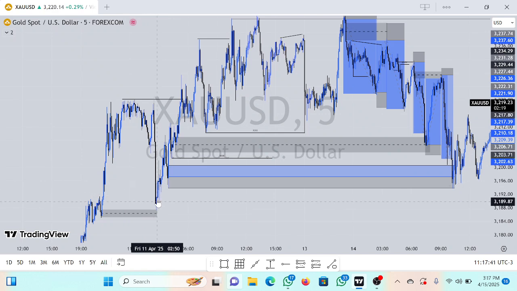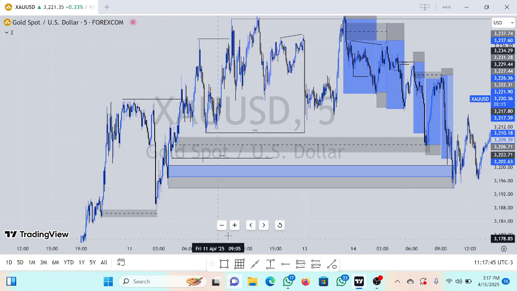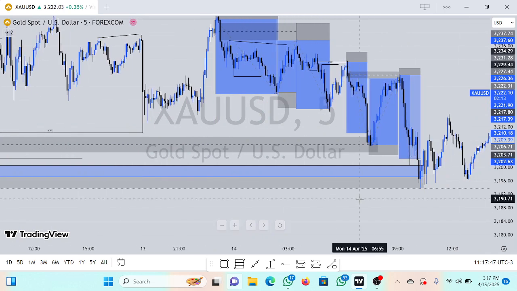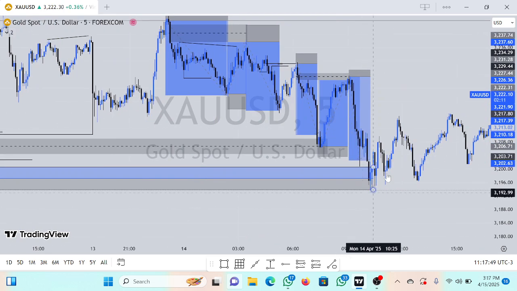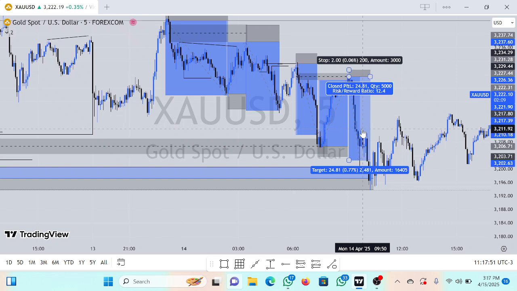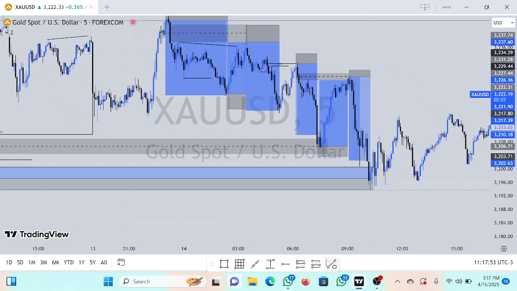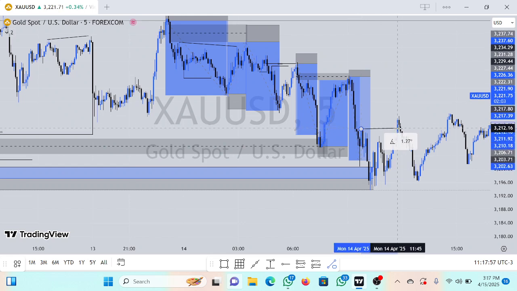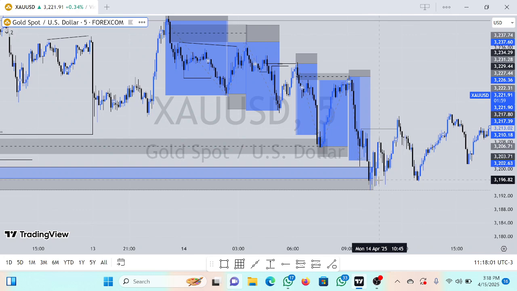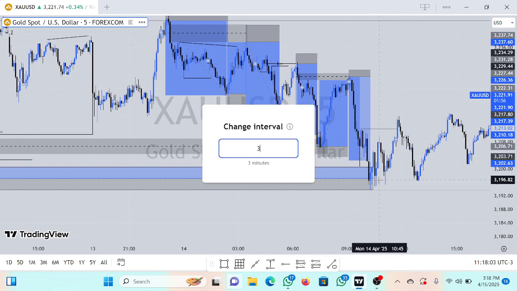Why is this zone not mitigated here? So this zone has not been mitigated. This is a fresh buy that I'm interested to buy from. At this point right now, this is the first pullback. Market came here, broke structure, tapped into our POI, then broke structure and came back to use it.